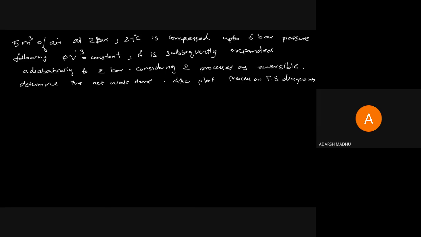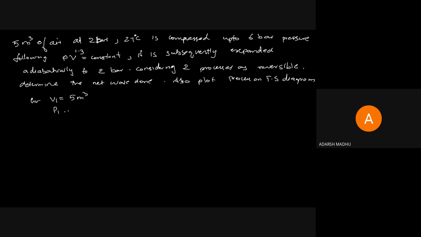Okay. PV raised to n equal to constant is a polytropic process. So we can draw the particular figure in a TS diagram. First you want to write the given data, and we can complete the particular equation in the next class. Just write the equation and draw the figure, and we can complete the question next class.